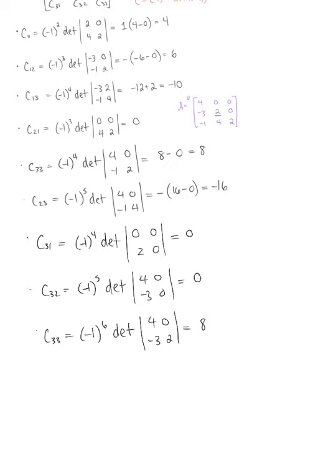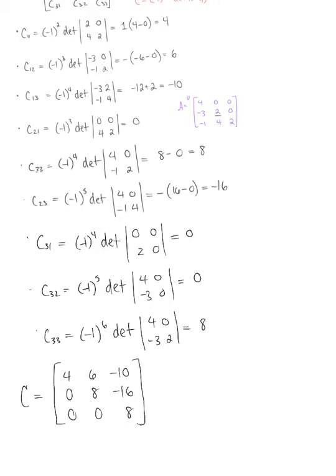Phew! So our matrix of cofactors, C, is going to be: our first row is 4, 6, -10. Second row is 0, 8, -16. Third row is 0, 0, 8.